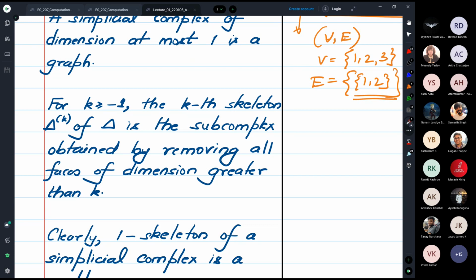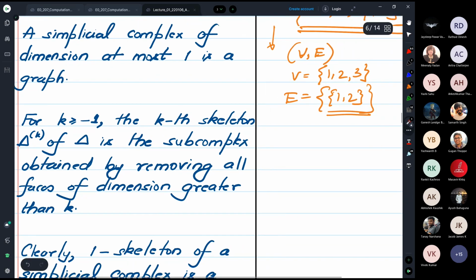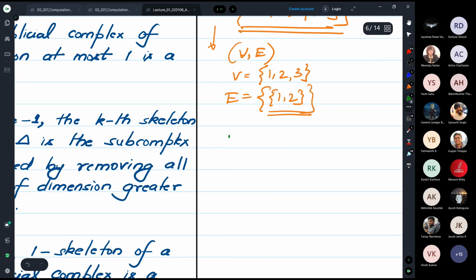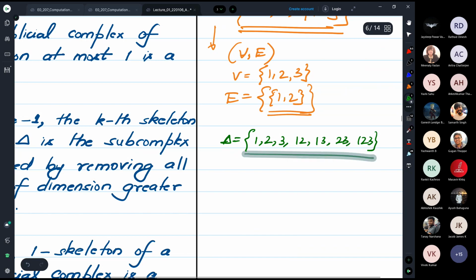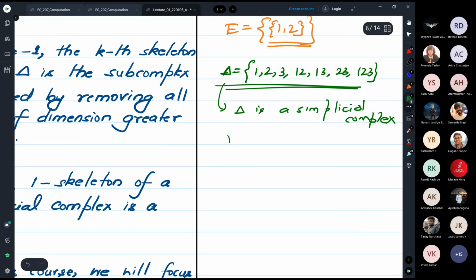Hello, sir. If the dimension is 2, why should it not be viewed as a graph? See, let's say delta was something like this. Do you agree this is closed under the subset operation? I hope you agree that one can view this as a simplicial complex. So my question is, how can you think of this as a graph? In order to write this as a graph, you should be able to tell me what the vertex set is and what the edge set is.